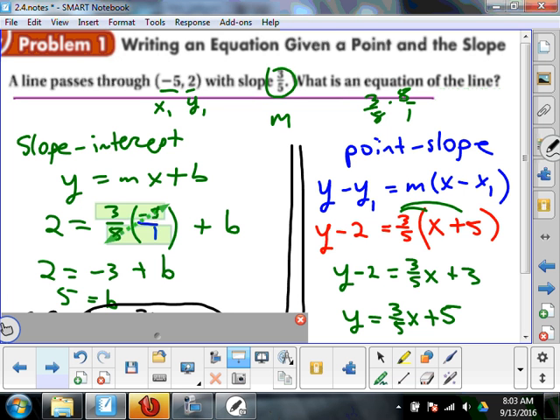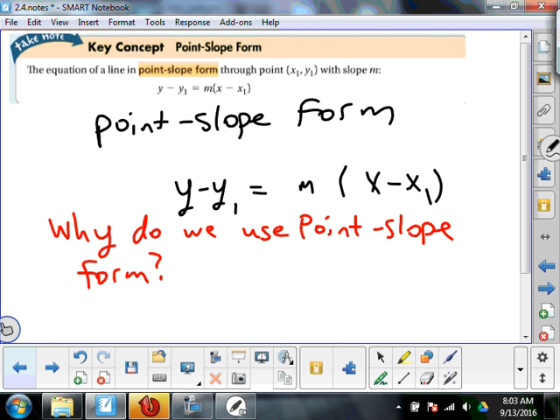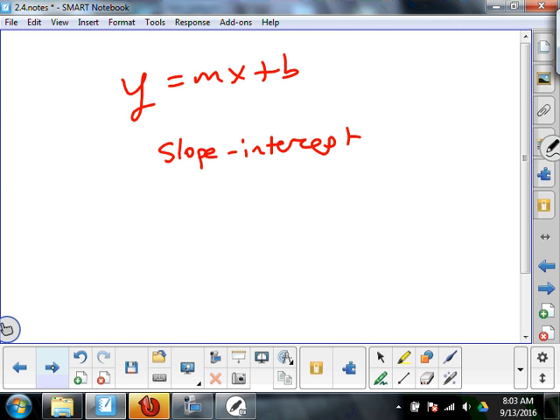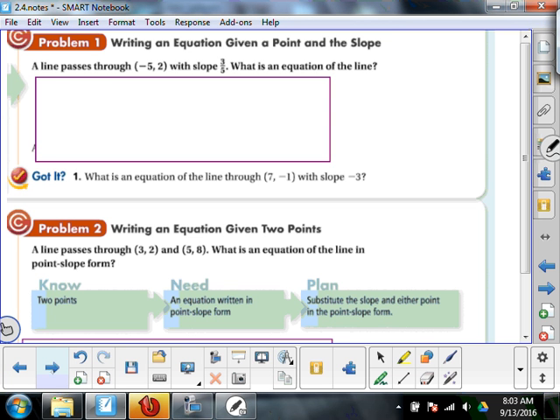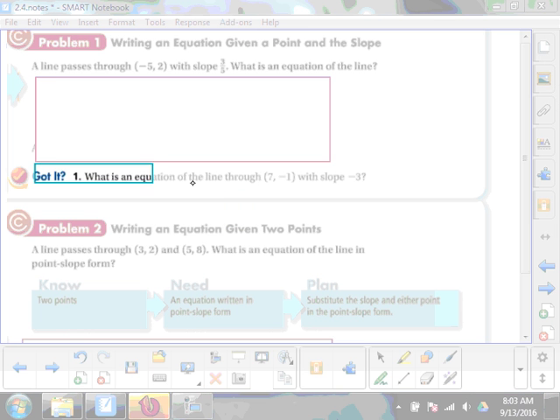We use point-slope form. If you missed it, I'm not going to write it down. I'll let you write it down. We use point-slope form because it writes the equation as we go. When we use slope-intercept form, it lets us find the b, but we still have to write the equation then. Okay. So we're going to do one more of these.